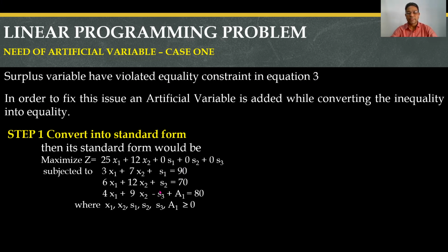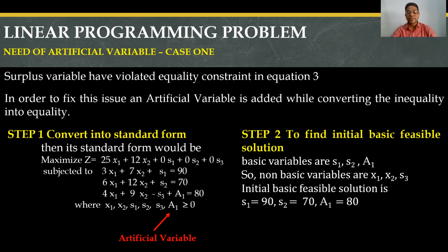All other things remain the same. Here, in order to convert the third inequality into an equation, we have subtracted s3, and we have added this a1 as the artificial variable. Now let us see what the initial basic feasible solution is. With the introduction of this artificial variable, the initial basic feasible solution is s1 = 90, s2 = 70, and a1 = 80.